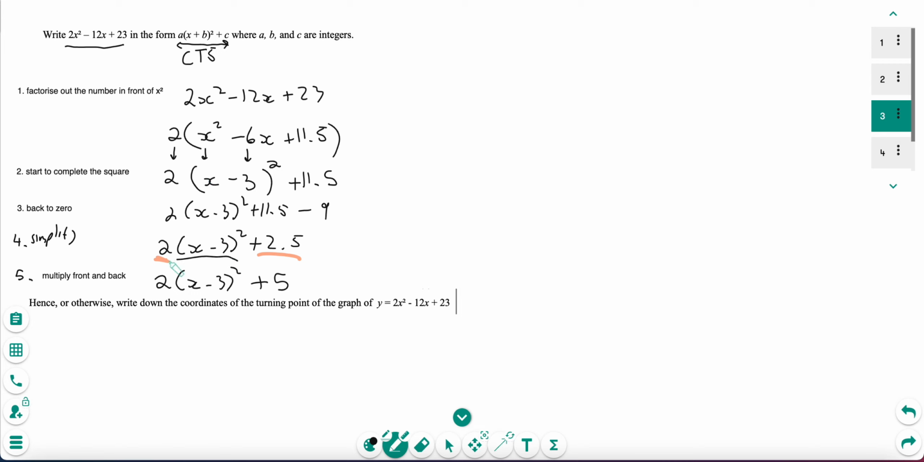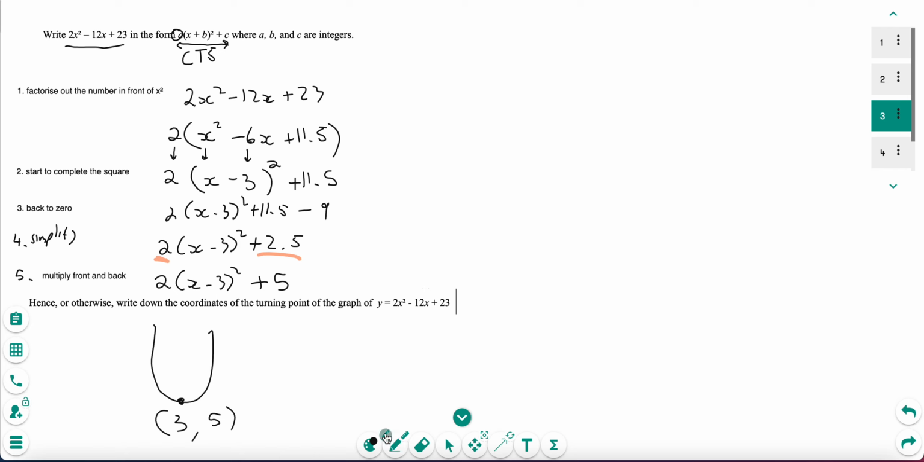And there, we've completed the square. And it's in this format: a times x plus b squared plus c. Well, our a is 2. Our b term is -3. Our c term is +5. All right? Hence, or otherwise, write down the turning points of this graph. Well, boom. The y-coordinate is 5. The x-coordinate is the opposite of -3, which is +3. And that's our answer.